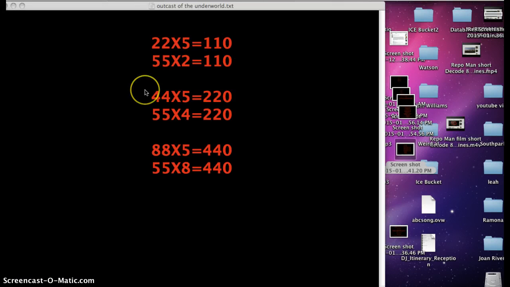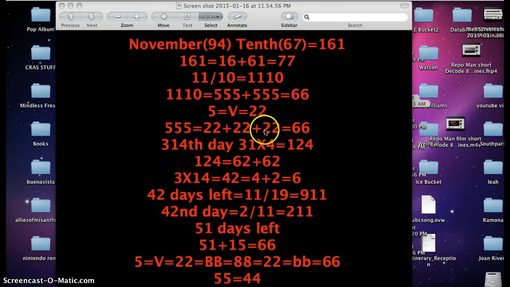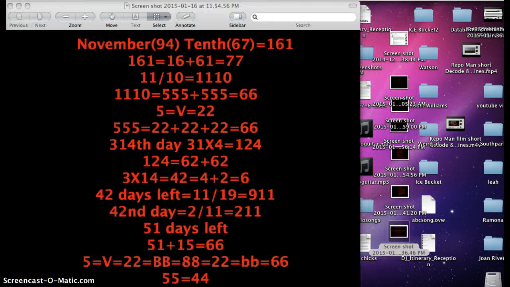And they also even have like mirror connections, kind of. Because look here, 22 times 5 equals 110, and then 55 times 2 equals 110, and 44 times 5 equals 220, and then 55 times 4 equals 220, and 88 times 5 equals 440, and then 55 times 8 equals 440. So anyway, you had the Mark Twain that was 110, and then that made me think of November 10th again. It is my birthday, but I've seen it a lot in a ton of things. It just seems to pop up a decent amount, and I'm just trying to figure out the significance of it.